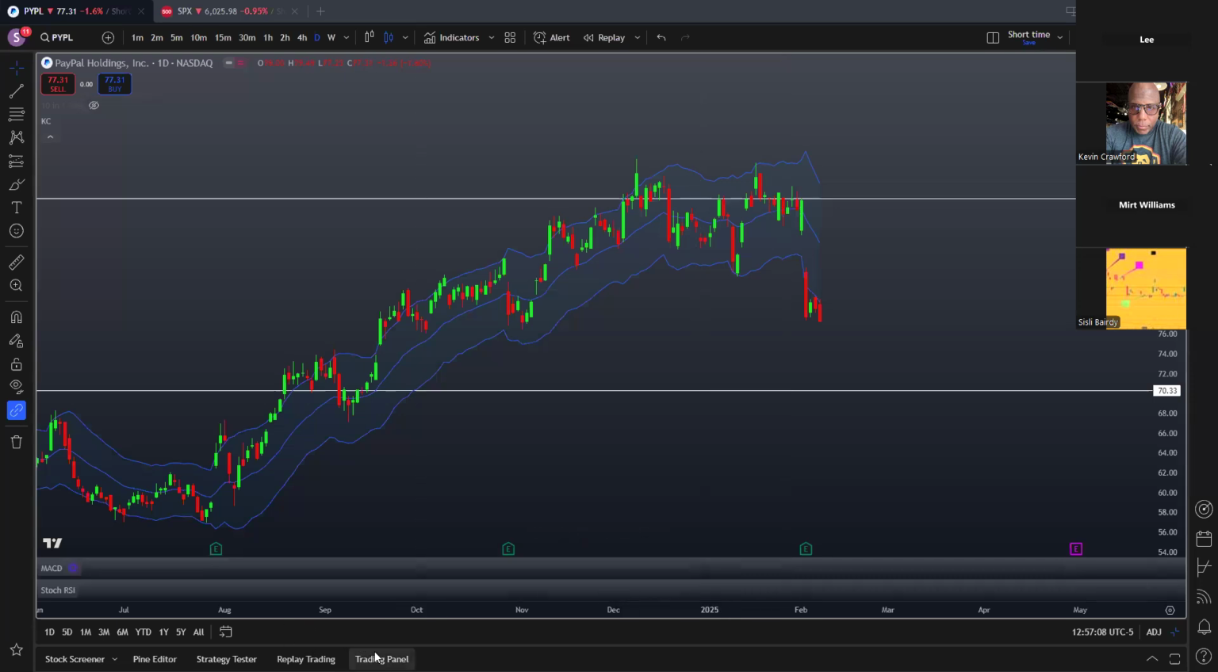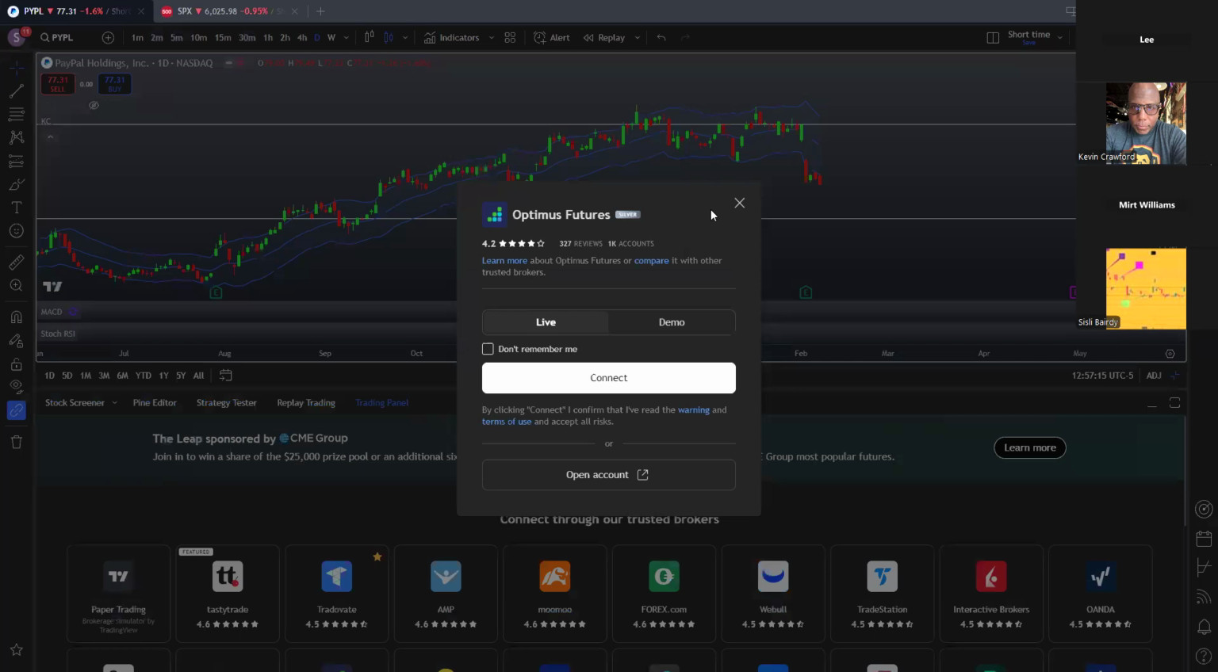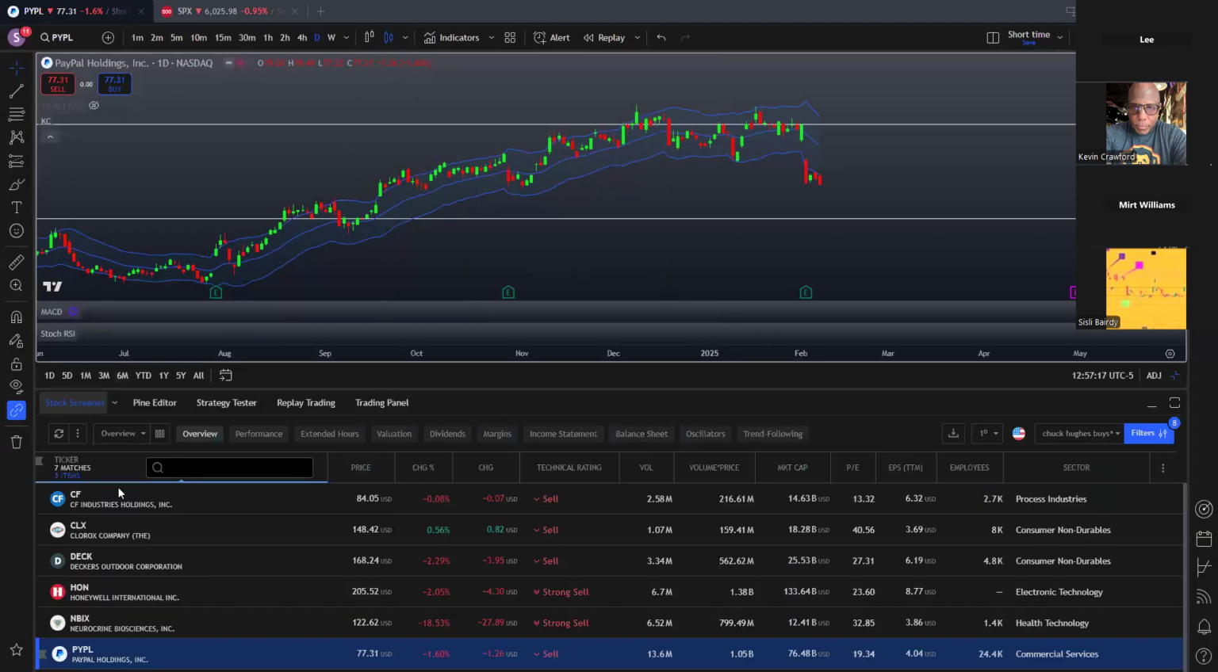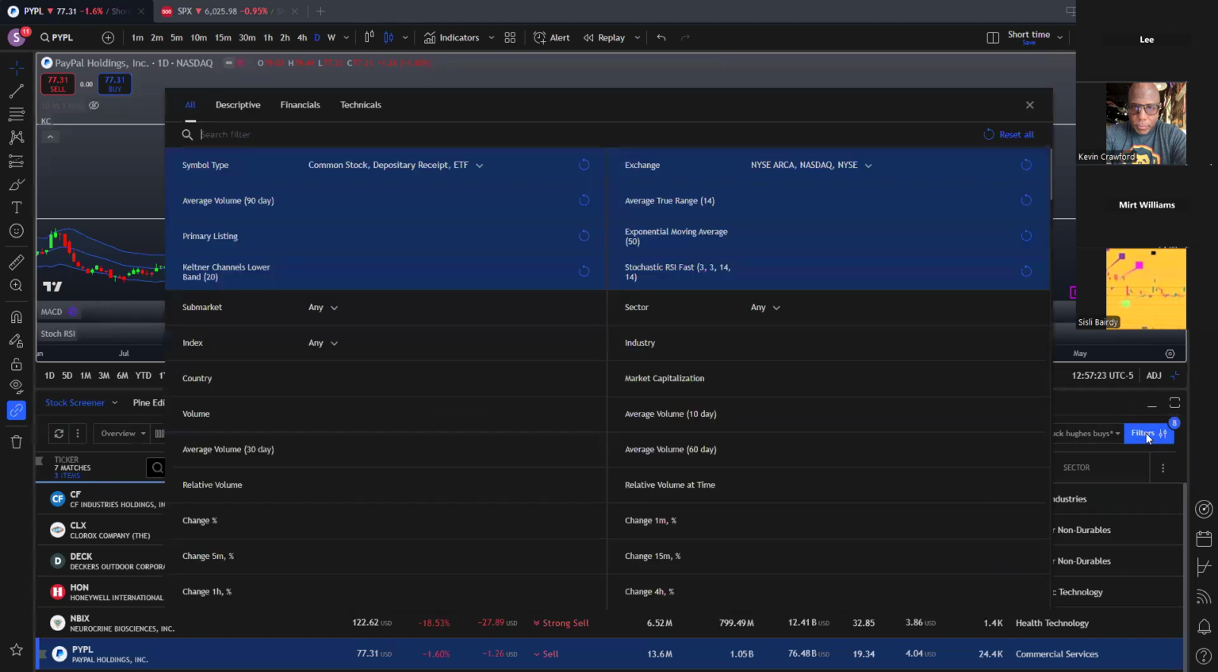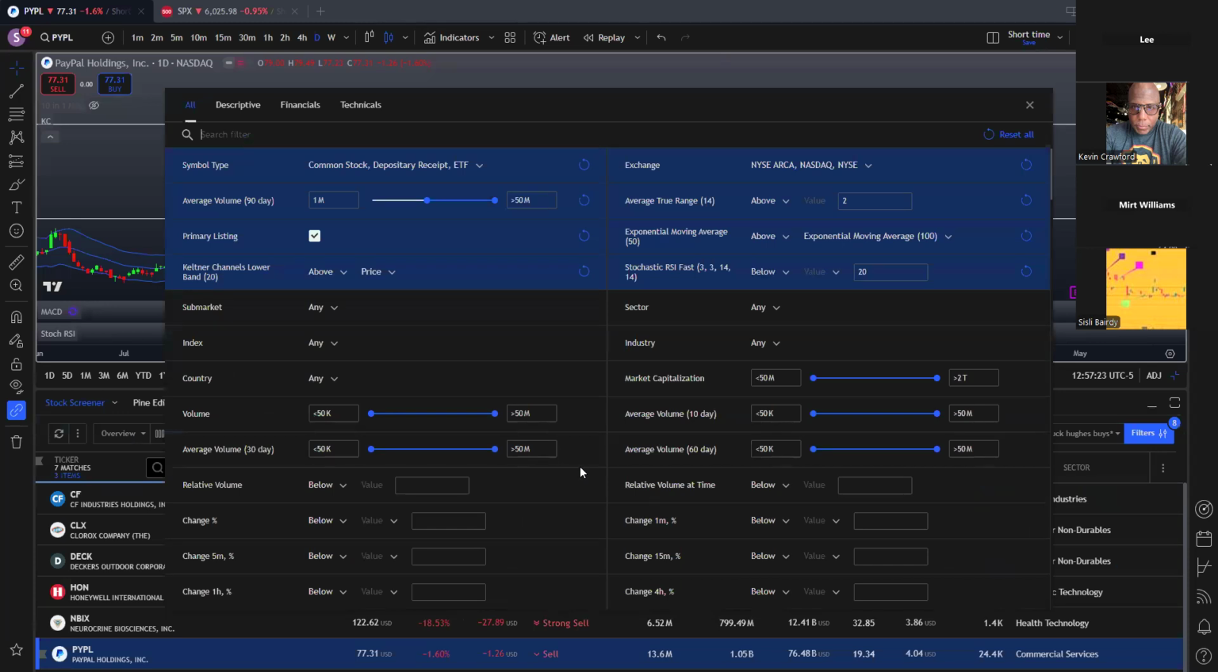So on TradingView, we can use the TradingView screener because most of us are using TradingView. I'll go to the stock screener. And then here's where you can apply your filters to find what you're looking for. So they call me Screener Steve because I like to build screeners based on the strategies that I like to use.